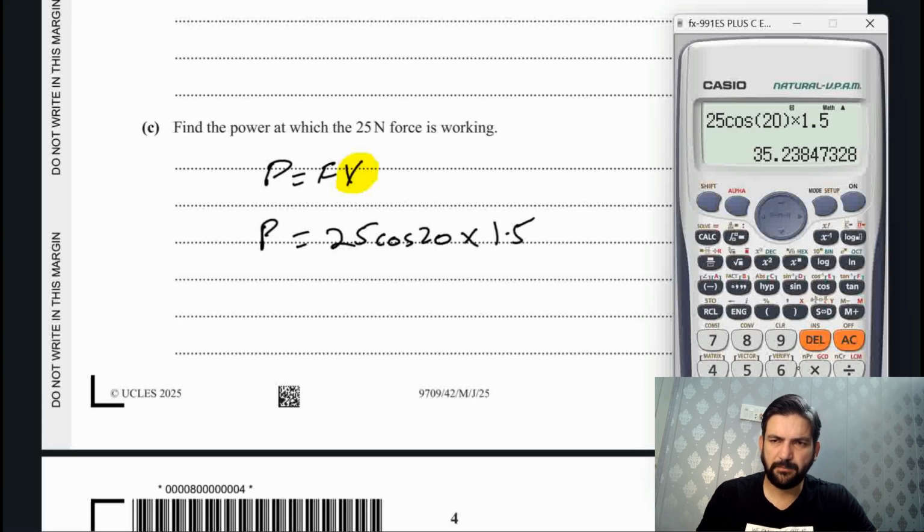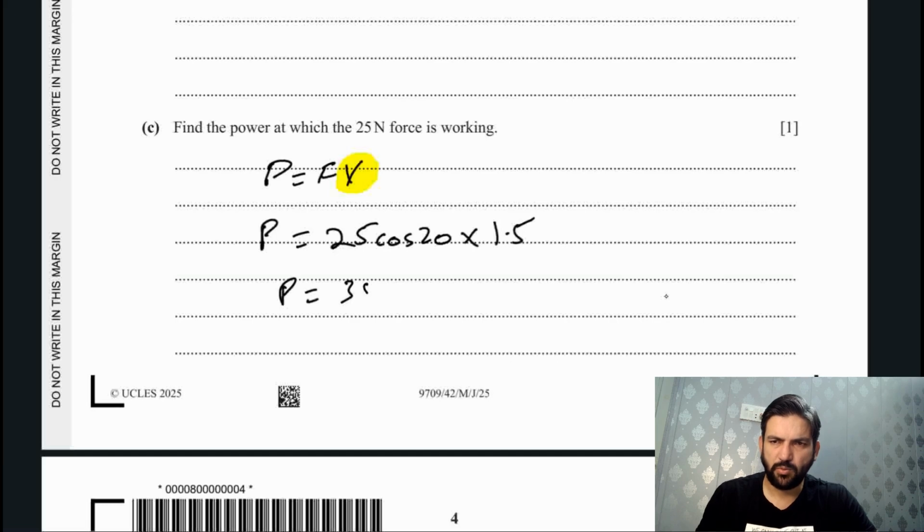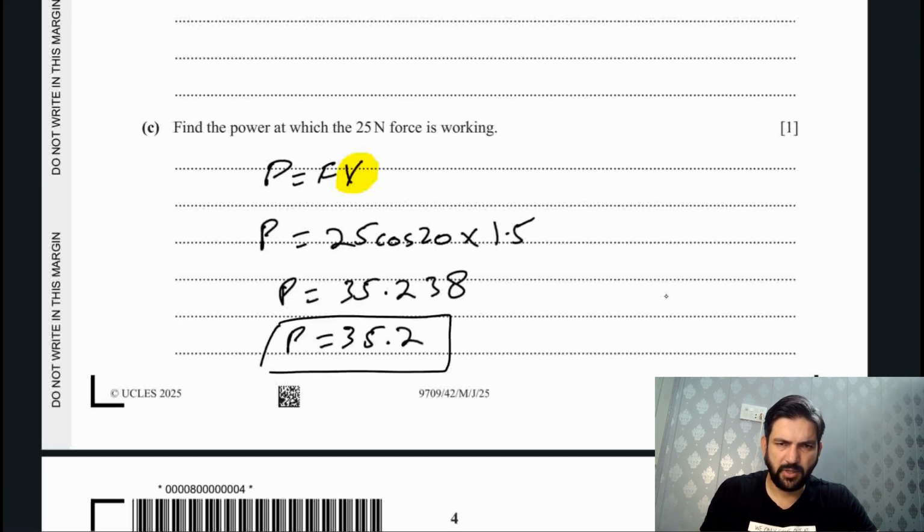So the answer will be 35.238. P is equal to 35.238. If we want to write it in 3 significant figures, this will be 35.2. This will be the final answer.